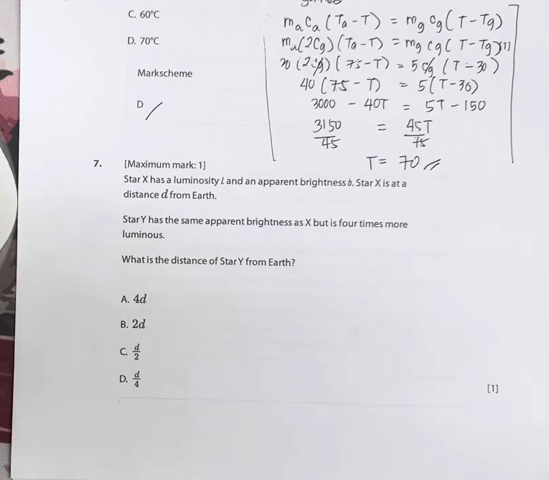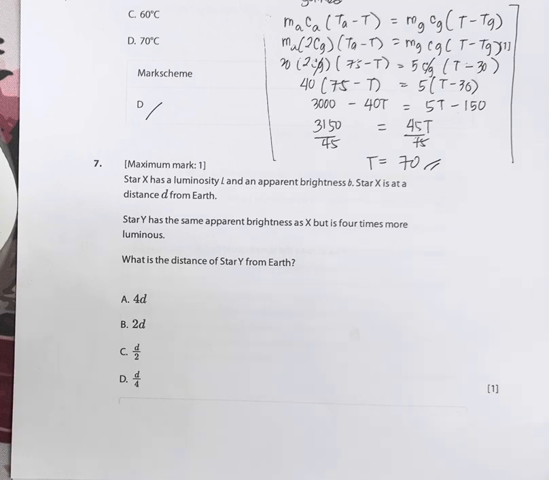Okay, so this question: star X has a luminosity L and an apparent brightness B. Star X is at a distance D from Earth. Star Y has the same apparent brightness as X but is 4 times more luminous. What is the distance of star Y from Earth?